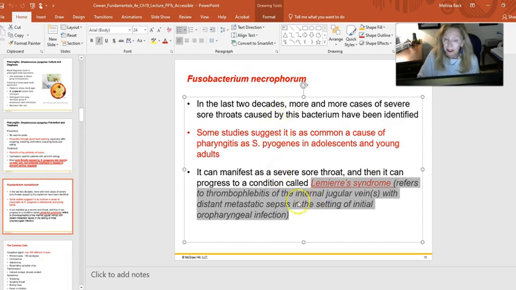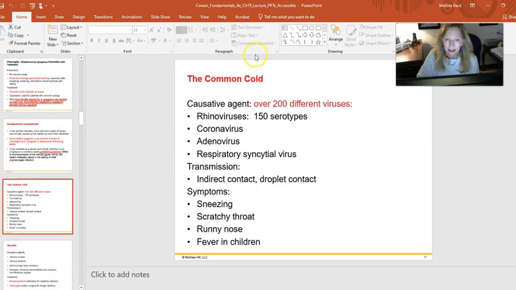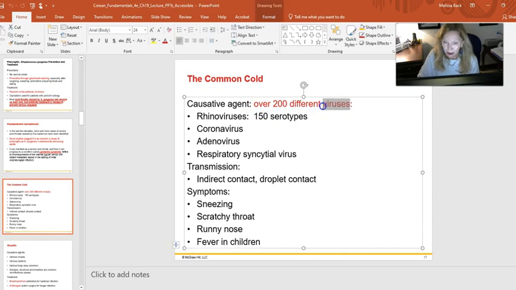Again, fairly easy to treat with some penicillins, but it just needs to be addressed and certainly needs to be treated. So the common cold: there are over 200 different viruses, and of course this is due to viruses, not bacteria. There are many different ones.